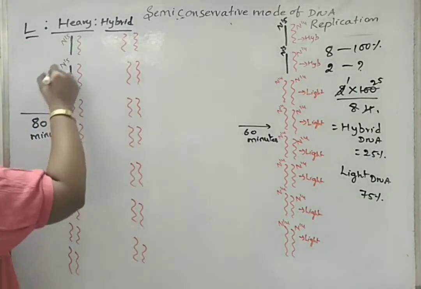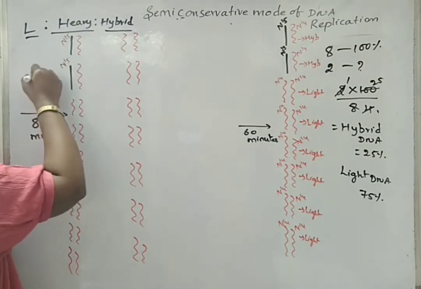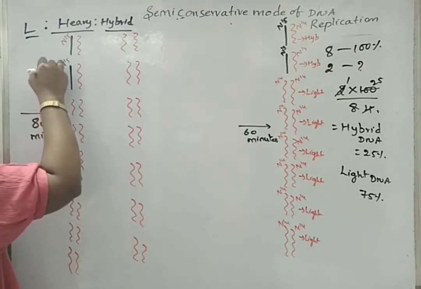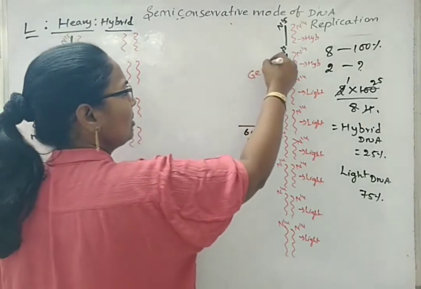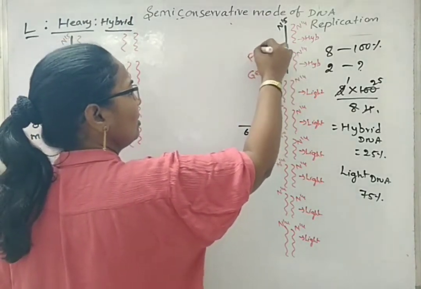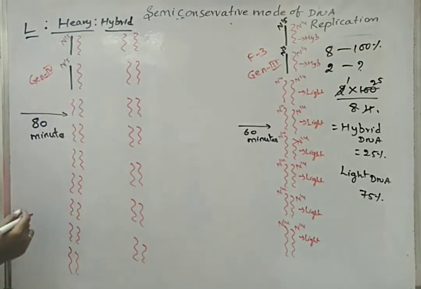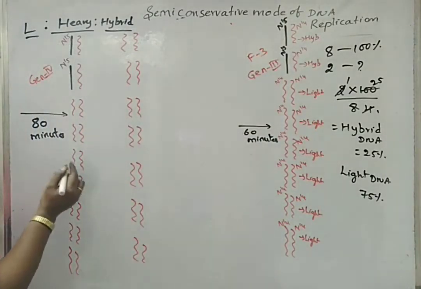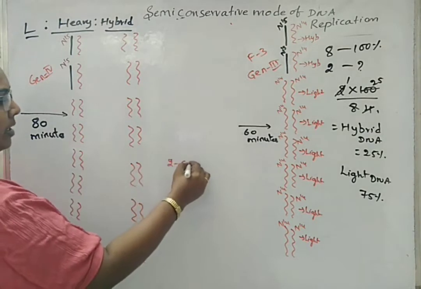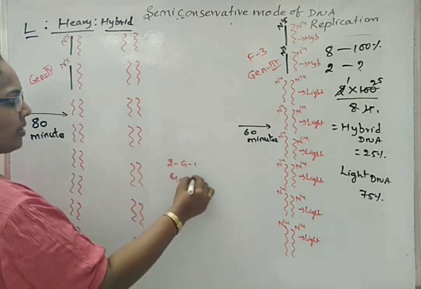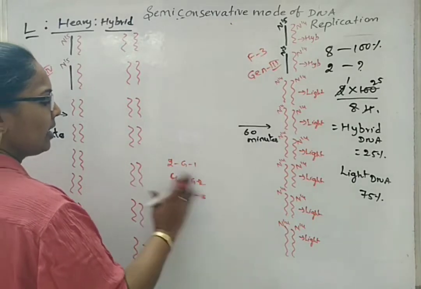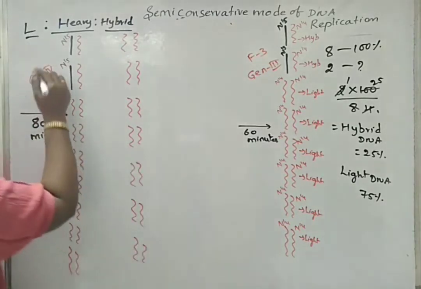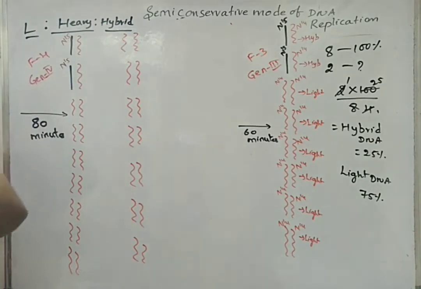What is the name for the generation? This is generation 4. This is generation 1, 2 and generation 3, or F3 generation. So after 20 minutes we have got generation 1. After 40 minutes we have got generation 2. After 60 minutes it is generation 3. So now it is generation 4 or F4 generation.